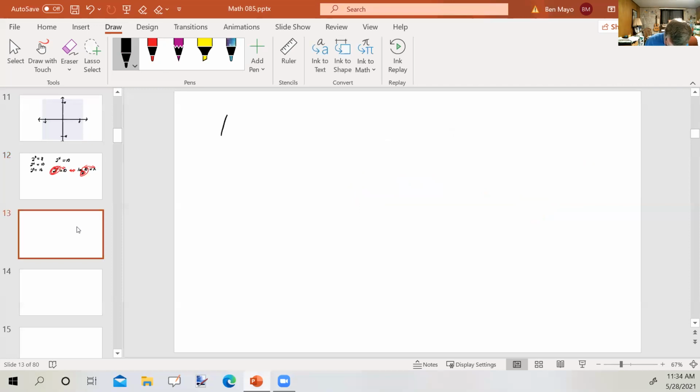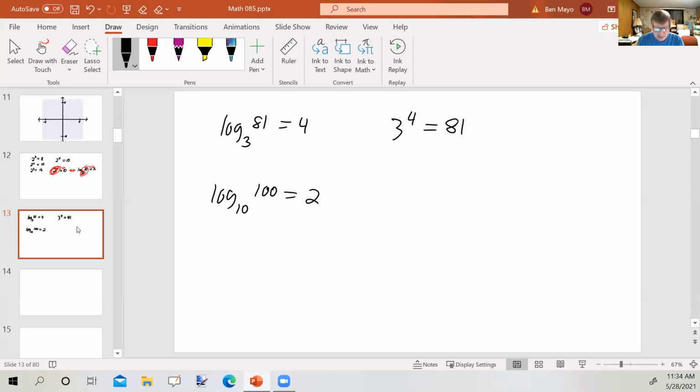All right, we have the following. Log base 3 of 81 equals 4. So the base is 3 and the players change places. So 3 to the 4th power equals 81 would be the equivalent exponential equation. All right. Here's another one. Log base 10 of 100 equals 2. The equivalent exponential equation would be 10 squared equals 100.